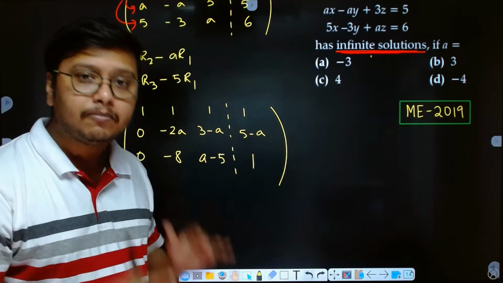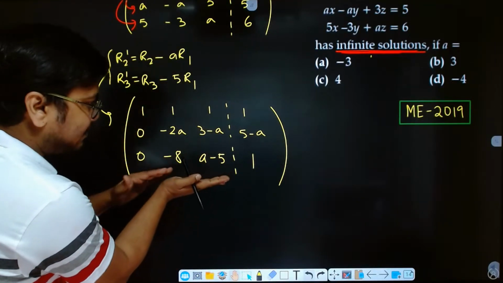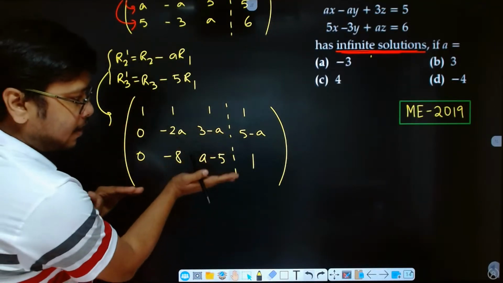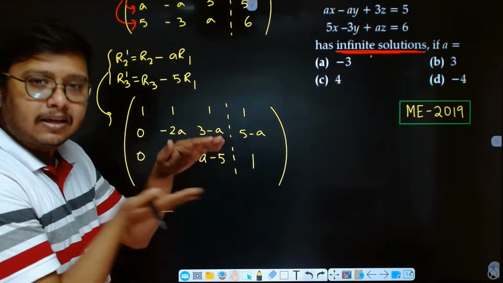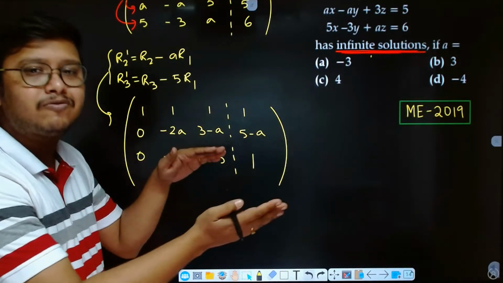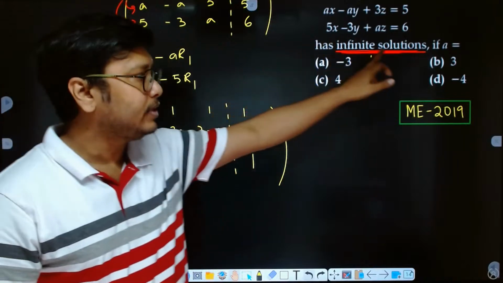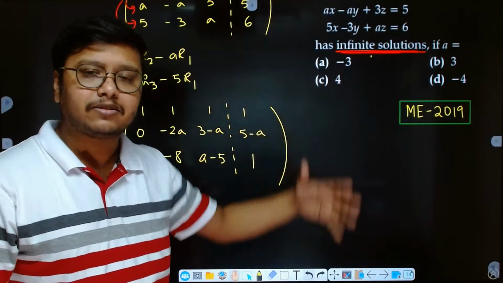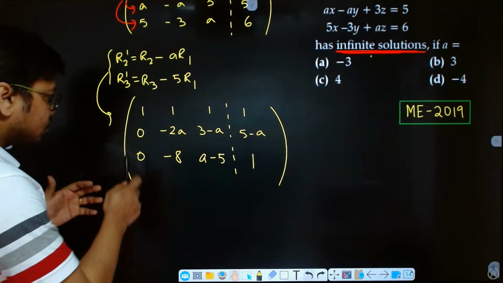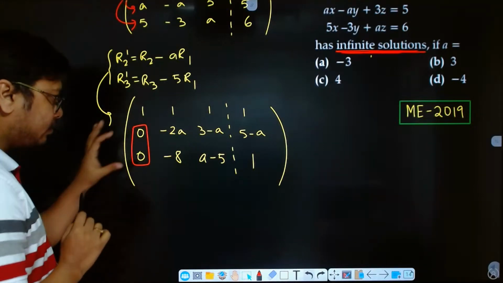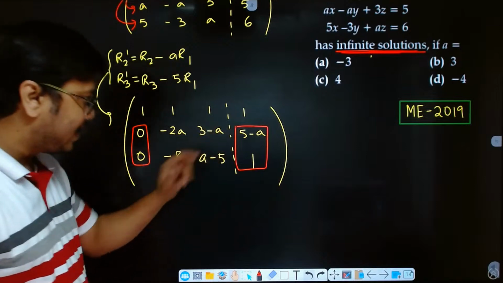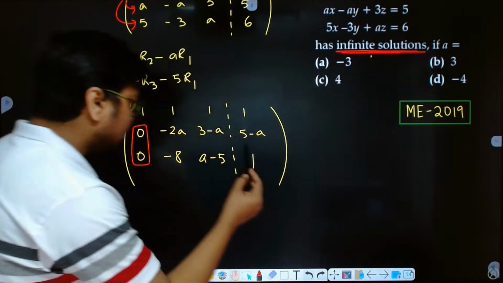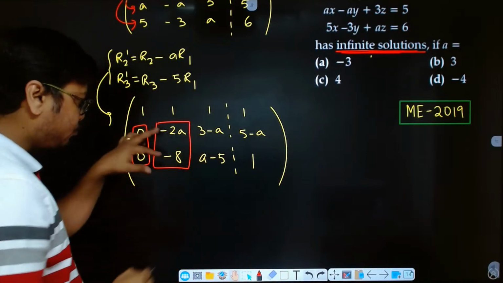One of the rows becoming 0 means one row will be the same as the other row. If one row is the same as the other row, then obviously after a calculation one of the rows will become 0, and we will come to the infinite solution case. Okay, so this idea should come to your mind. So I can see these two elements are matching, no problem.